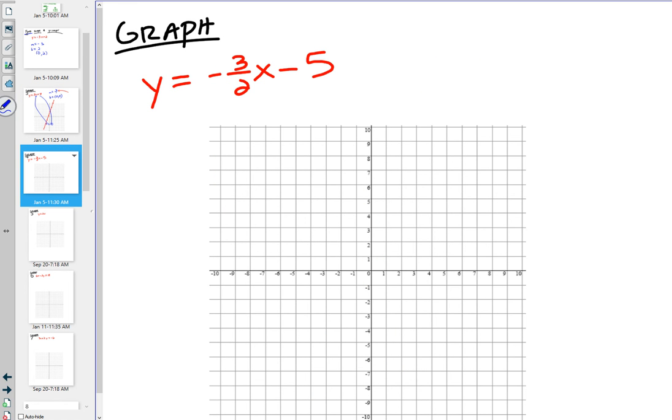What form is this in? Slope intercept. So I can easily go a little faster this time. I can easily identify slope and y-intercept. I'm going to start my graph at the y-intercept, right? I'm going to start at y-intercept of 0, -5. I still understand rise and run. I can still rise. I can still run.